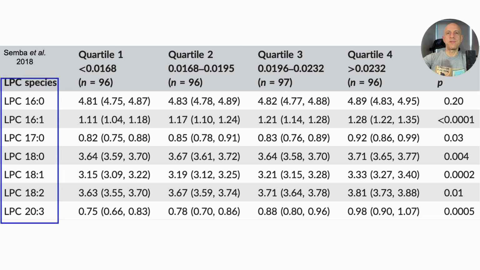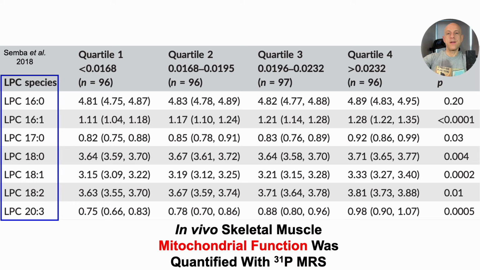So on the left, we've got levels of LPCs, many different LPCs, starting from LPC 16:0, so this is the LPC that contains the fatty acid palmitate, all the way down to the LPC that contains the fatty acid that has 20 carbons and 3 double bonds. And then skeletal muscle mitochondrial function was quantified in vivo through the skin with phosphorus-labeled magnetic resonance spectroscopy. So essentially, they did MRI through the thigh to look at levels of phosphocreatine as they recovered after exhaustive exercise. And this is a well-established technique.